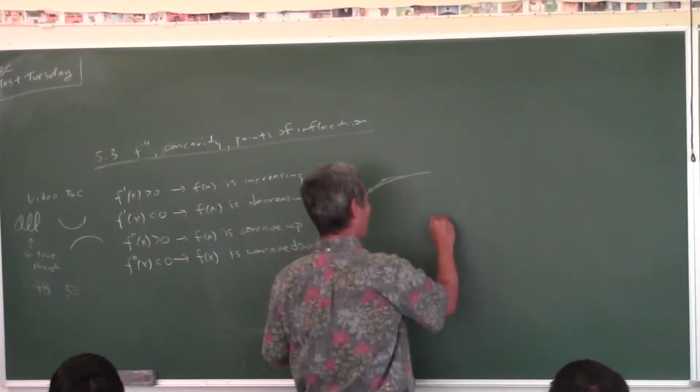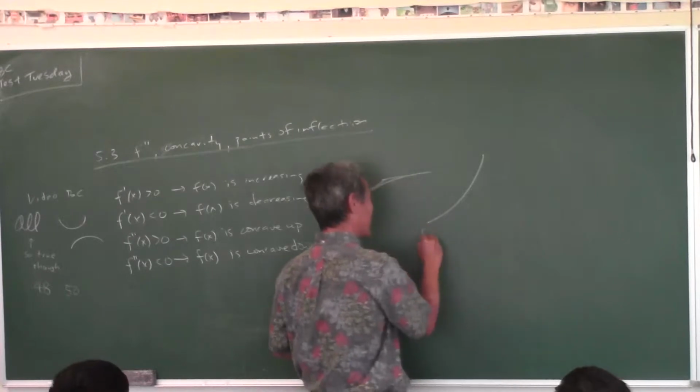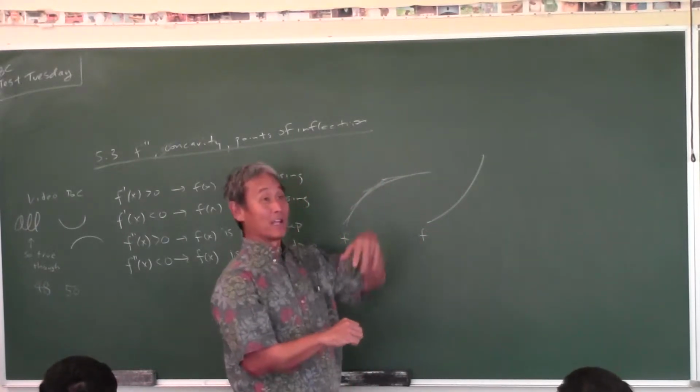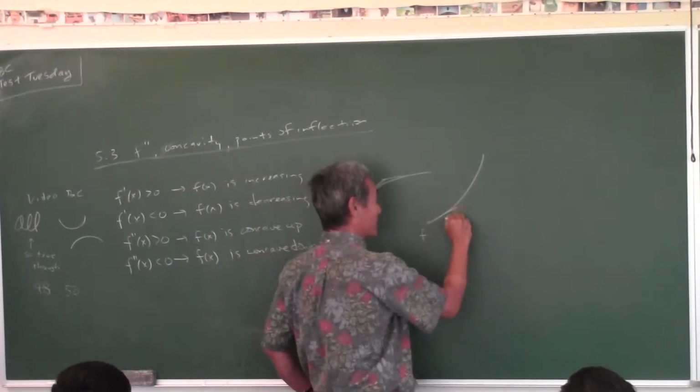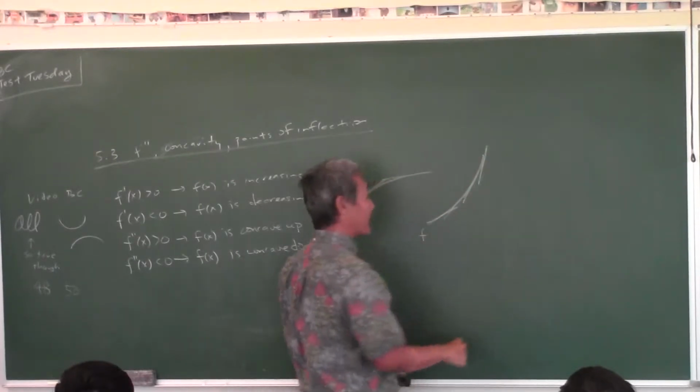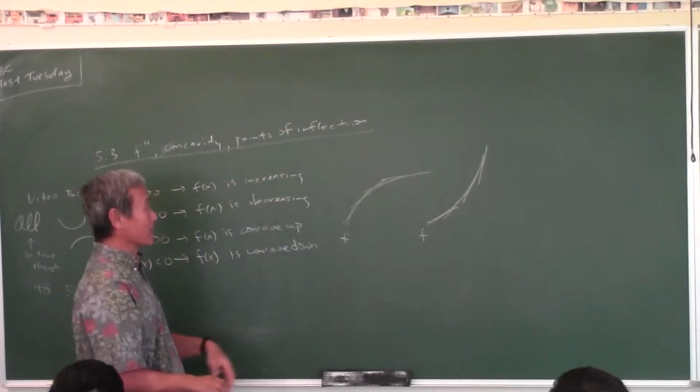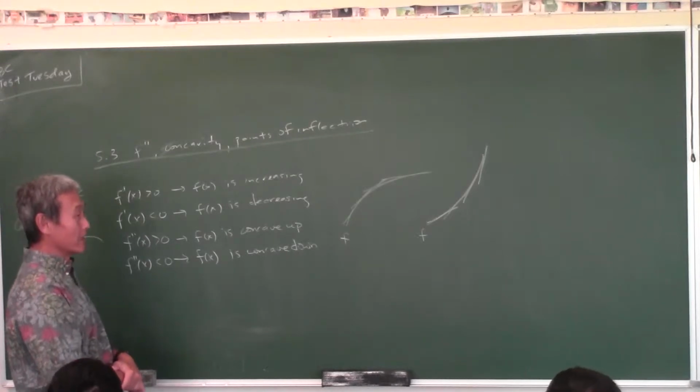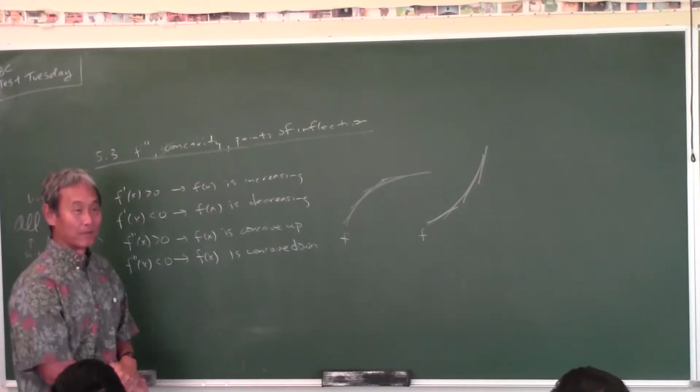Or what if the graph looked like this? It's increasing at an increasing rate because it's increasing, but look at the slopes. The slopes are getting bigger. So in econ, you say it's increasing at an increasing rate. In calculus, we say it's concave up.